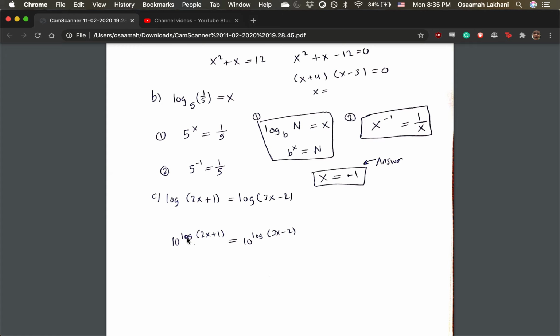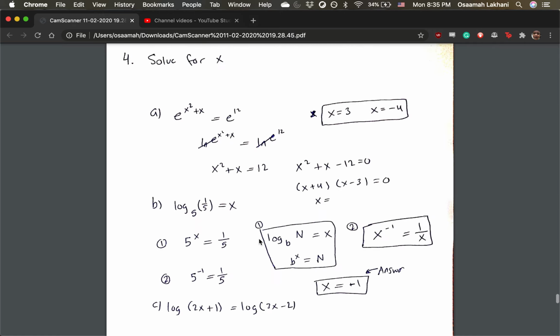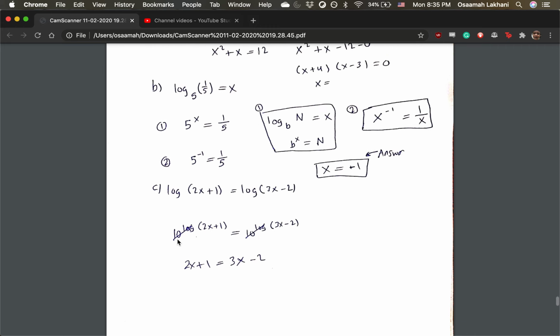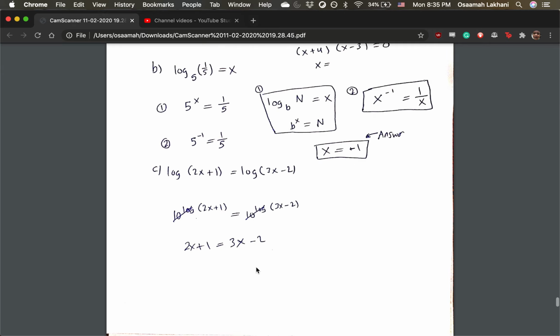So 10 with an exponent that has the log in it, that's going to cancel things out because this is one of the rules that you should know about logs, that if they're touching, then they basically cancel each other out. And so I just took 10, raised everything up. That'll cancel out our logs so that we get rid of all those logs and then we can just work with our x's. So here I've crossed out the 10s and the logs, and then I have 2x plus 1 equals 3x minus 2. From here, all you have to do is solve for x.